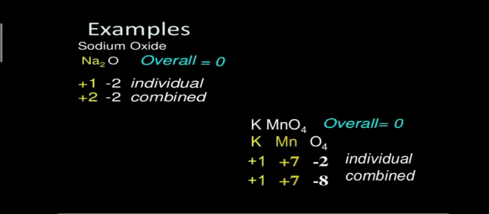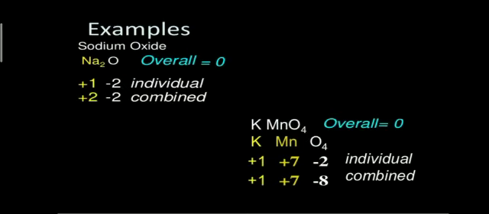Similarly, potassium is an ion, so it carries +1 charge or oxidation number. Manganese carries +7 charge. Here it is not present in the free state, while O4, oxygen, carries -2 charge or oxidation number, and we have 4 atoms of oxygen. It means -2 multiplied by 4 equals -8. So -8 and +8 will cancel the effect of each other, and the overall oxidation number of potassium permanganate is 0.